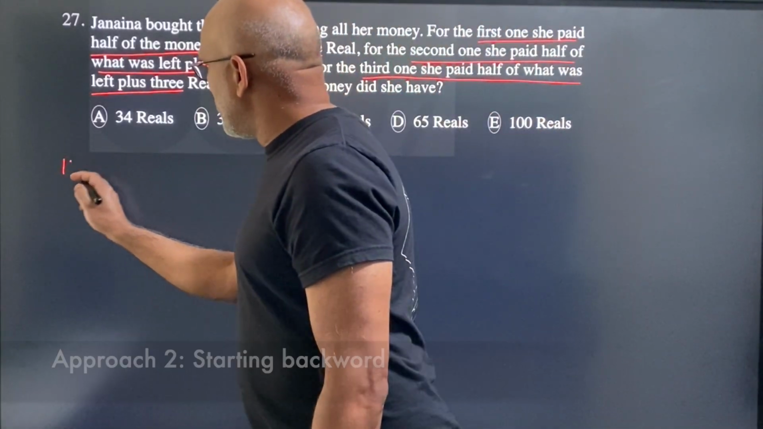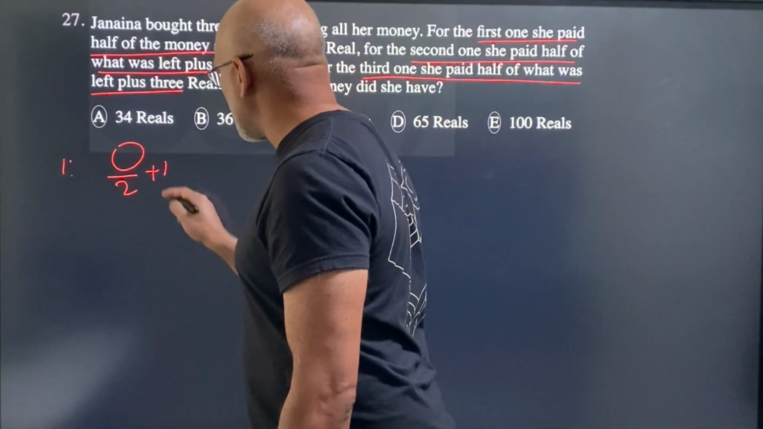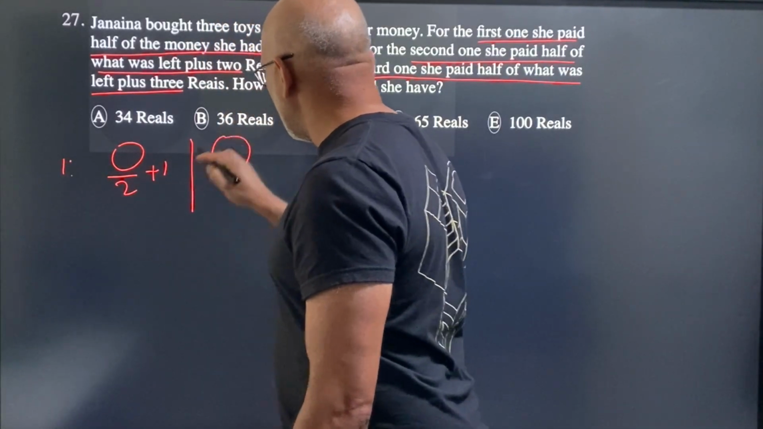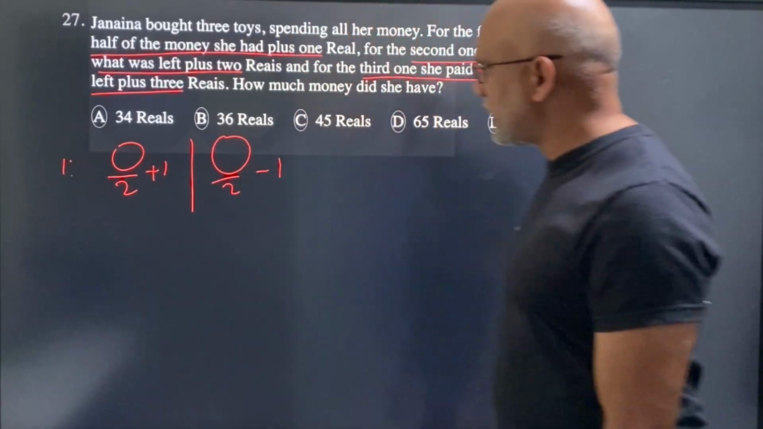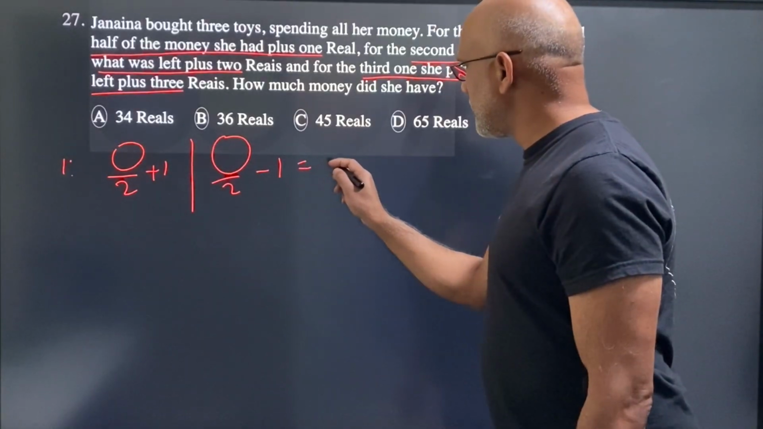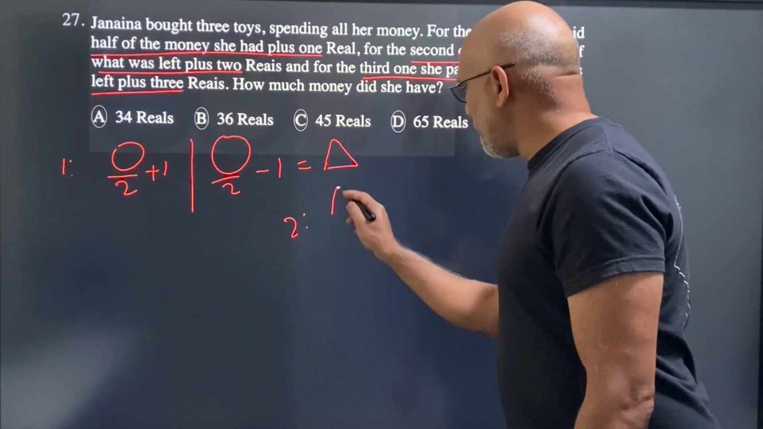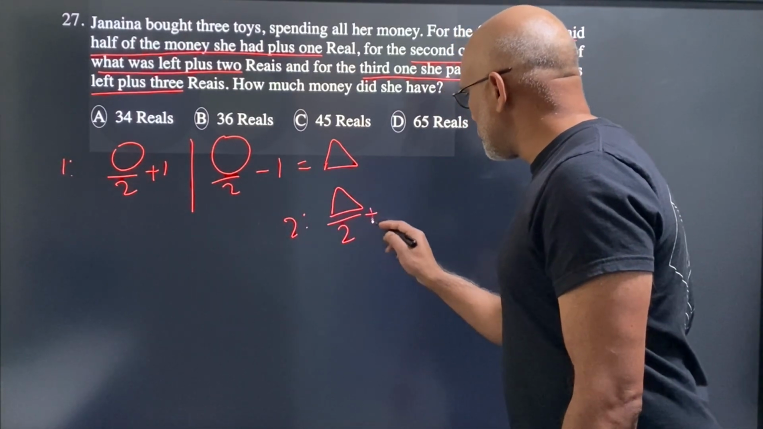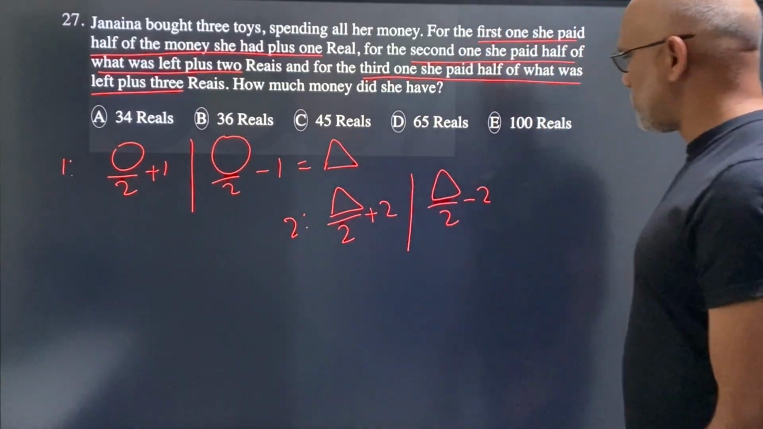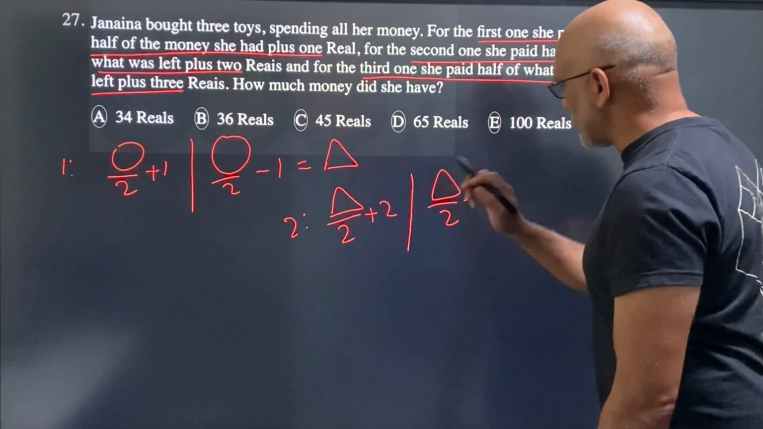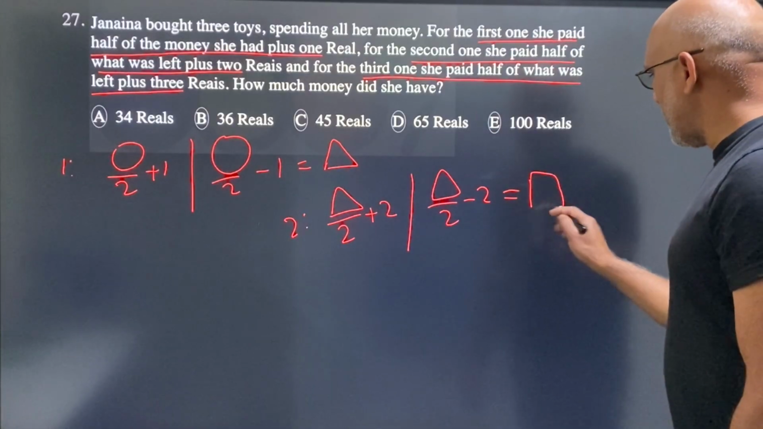So for the first toy, let's say I start with this much money and I spend half of that plus 1. So I'll be left with half of that minus 1, and I need to figure out how much that is. Let's say this is another amount. For the second toy, I pay half of that plus 2. So I'll be left with half of that minus 2. If you add these two together, you just get a triangle, and we call this another symbol.